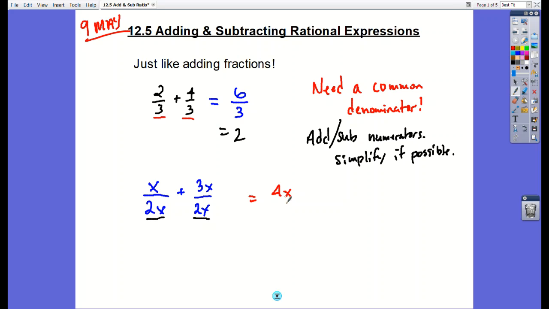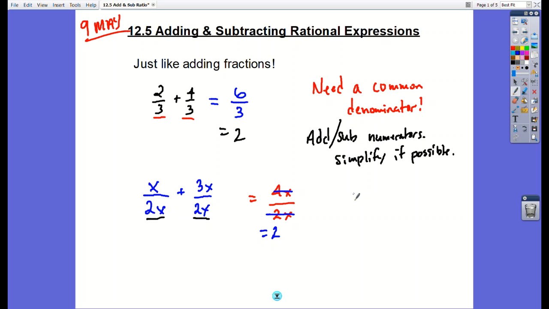So what's x plus 3x, everybody? We get 4x on top. The bottom does not change, right? Because once you have a common denominator, you just leave it the same. And then simplify here, right? So 2x goes into 4x twice.